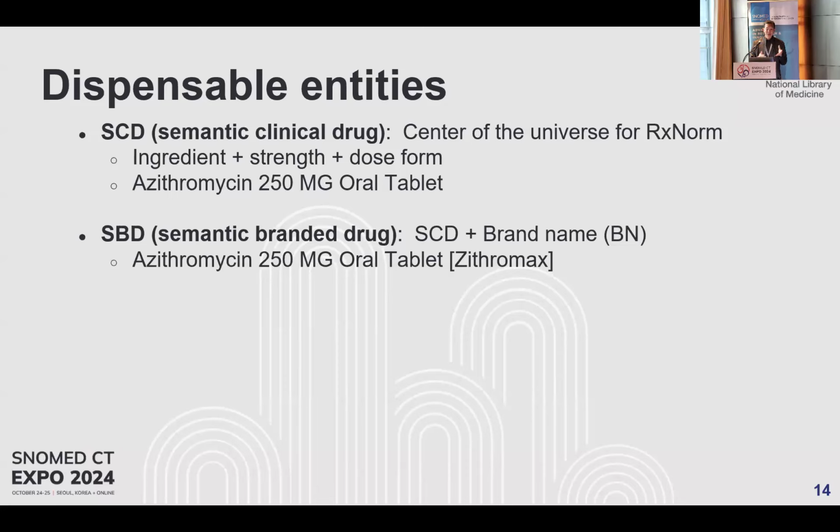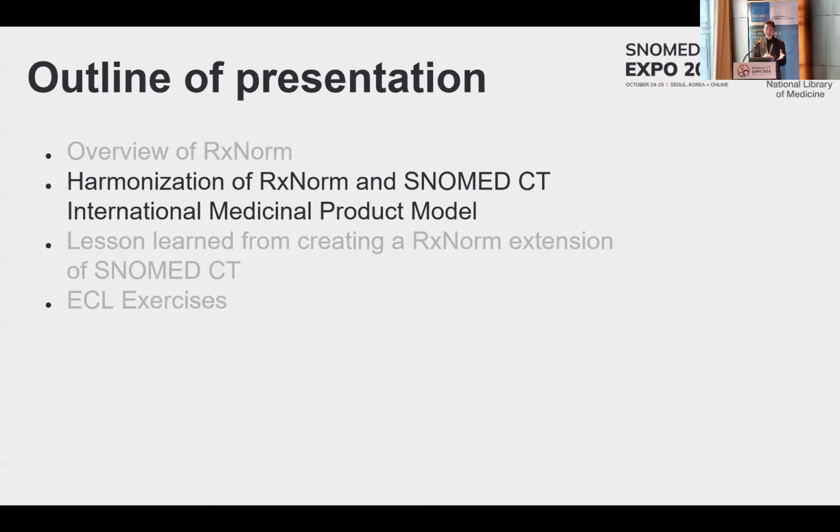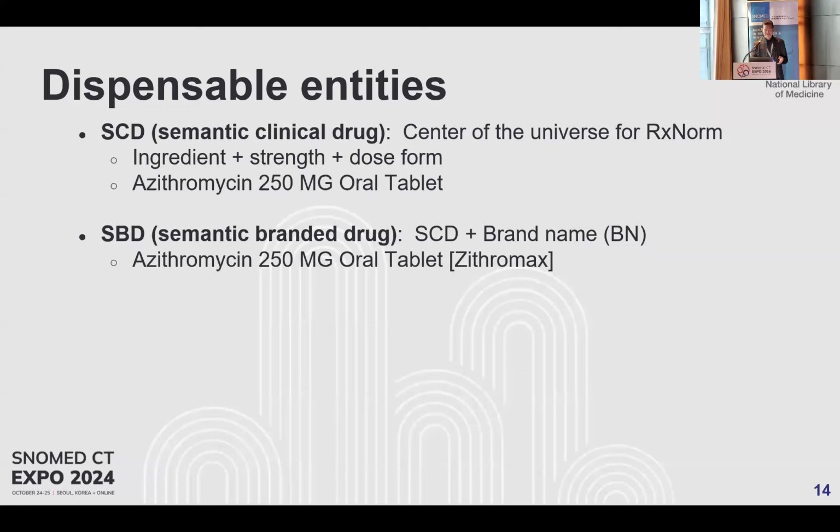So as I mentioned, the SCD, the semantic clinical drug, will consist of three elements: first of all, the ingredient, the strength, and then the dose form. Like in this case, azithromycin 250 milligrams oral tablet. The SBD, the semantic branded drug, is just the equivalent of it, but it's a branded form, so that's why we added in square brackets at the end. This is Zithromax, it's a brand name for the drug.